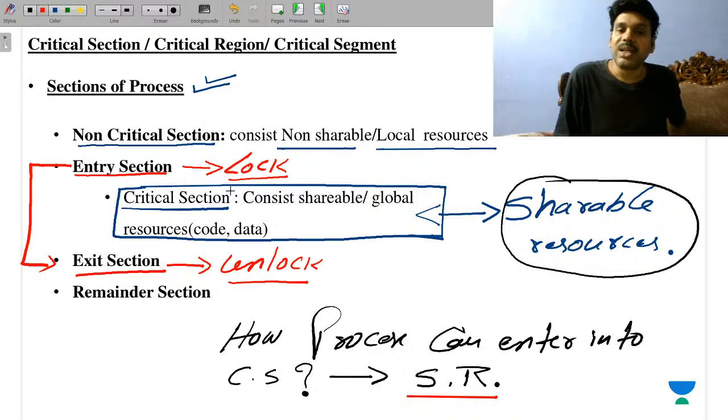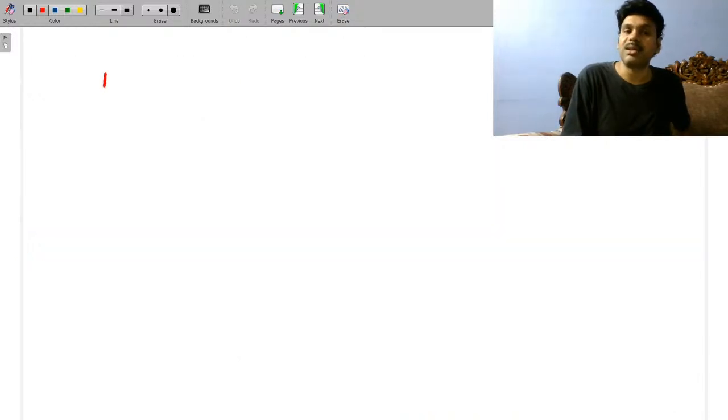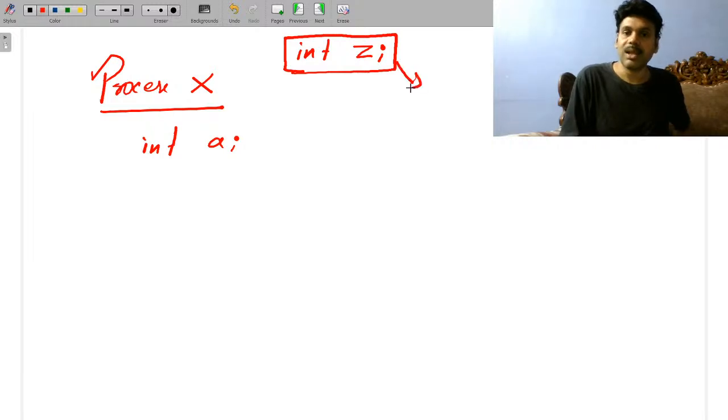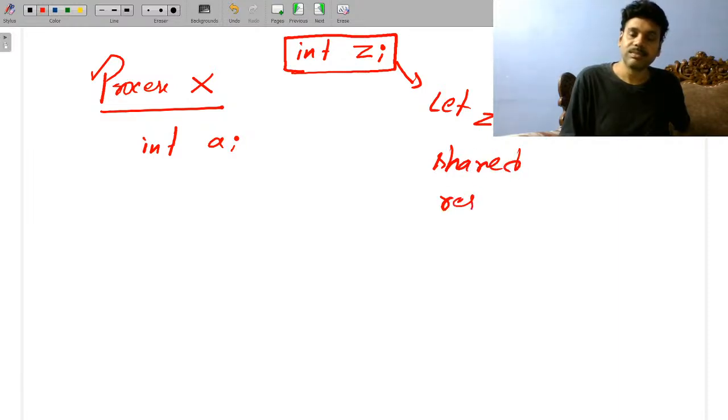Now understand carefully here. So what do we understand finally? Say there is a process X. I am saying int A. I am saying int Z. So Z is a shared resource to you. Z is a shared resource. So what will happen?